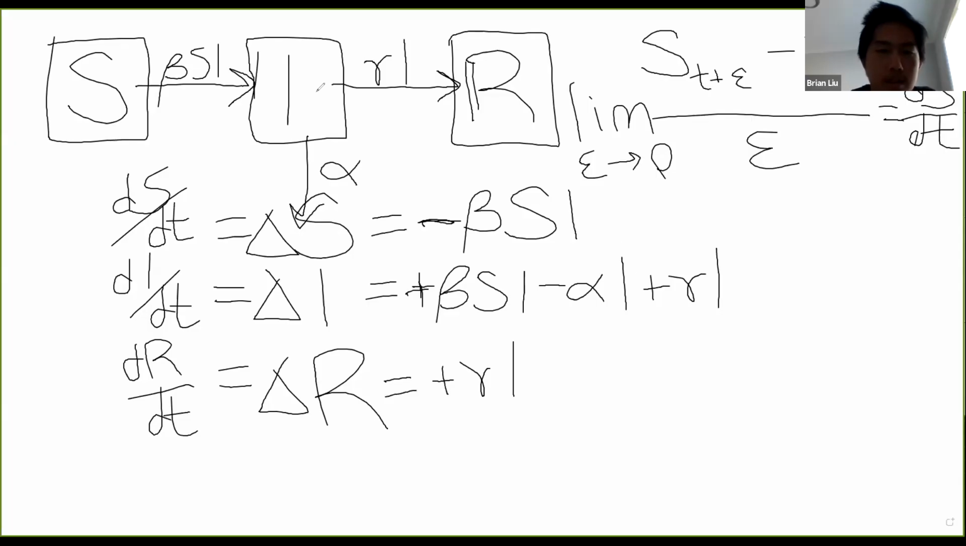Yeah, Naveen put in the chat, I think infected should be minus gamma I instead of plus gamma I. Yes, that is totally right. Let's see. Yeah, this right here should be minus, not plus.